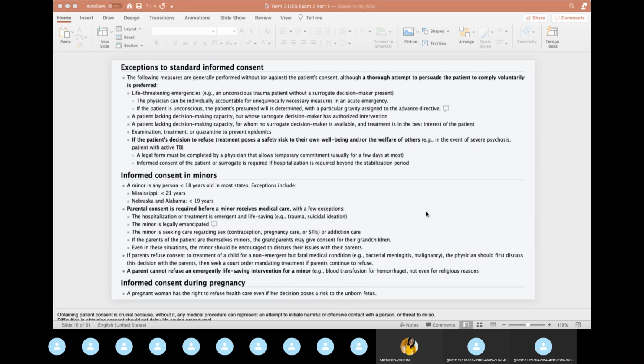Can a pregnant woman refuse healthcare even if it poses a risk to the unborn fetus, even if it causes the death of the fetus? Does a pregnant woman have the right to refuse healthcare that can result in the death of the unborn fetus? Yes or no?